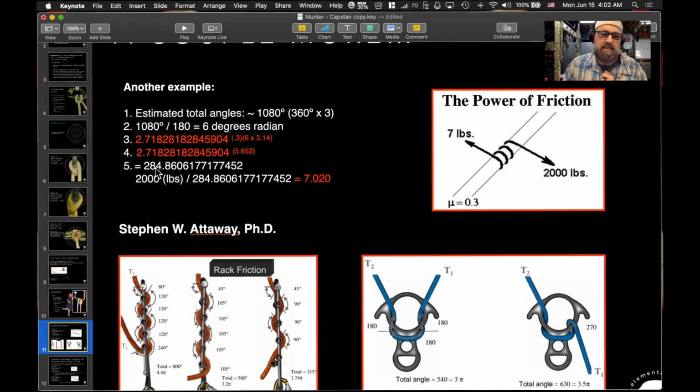And what we get is this huge number of 284.8606, etc. So what that gives us now is an ability, because we know the weight of our load. All we do is take that 2,000 pounds, divide it by the number we have here, 284.8606, and we get roughly 7.02 pounds. So that is where we get the 7 pounds to be able to hold 2,000 pounds, if we do 3 full turns, three 360-degree turns, around an object that has a coefficient of friction of 0.3.